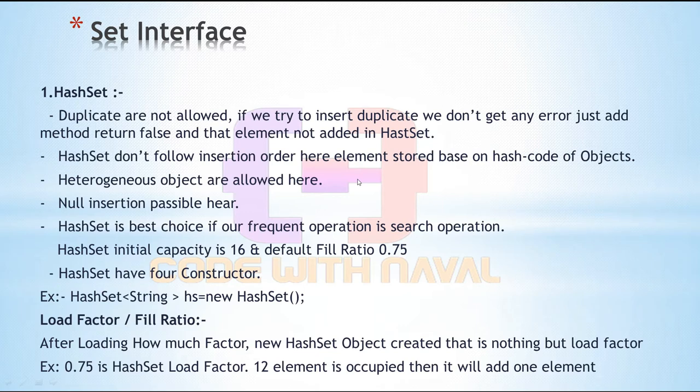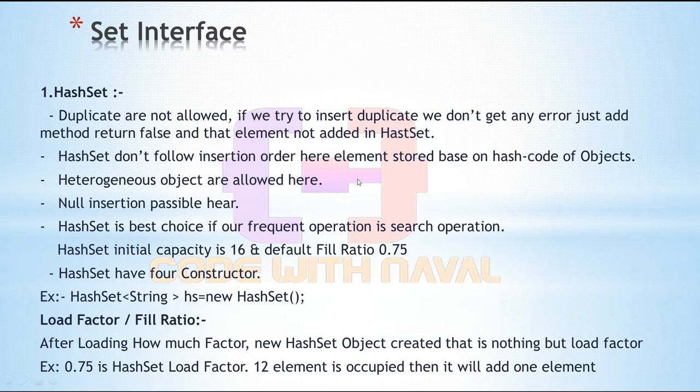HashSet is the best choice if our frequent operation is a search operation, because internally it uses the object's hash code, and because of that, search operation here is faster than in any other collection class. HashSet initial capacity is 16 and the default fill ratio is 0.75. HashSet has 4 constructors. We will discuss those 4 constructors in the practical. Here you can see HashSet; we can create this HashSet object in this way.